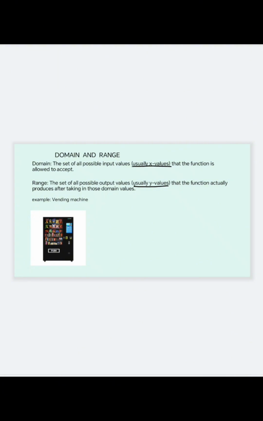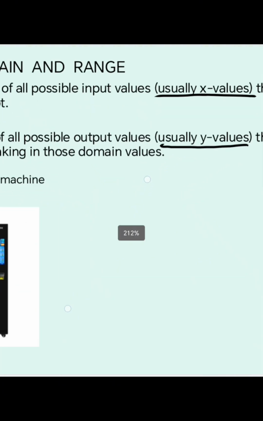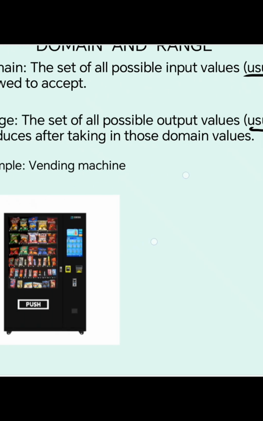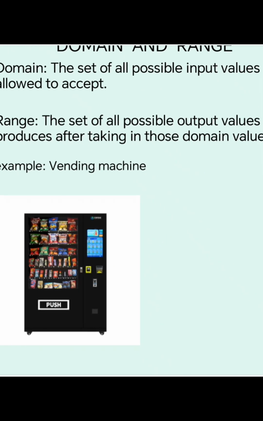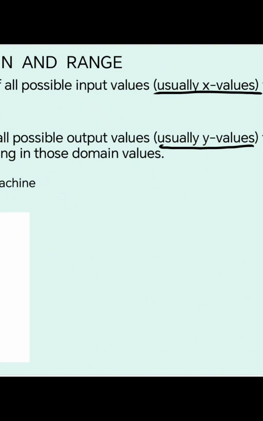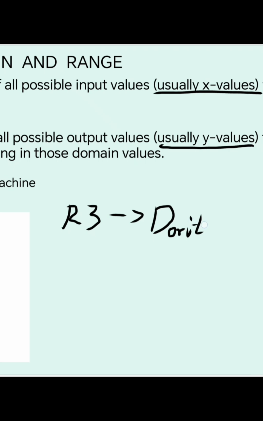Now imagine you have a vending machine. On the vending machine, let us say you have Doritos, and the price of the Doritos is 3 rands. When you insert 3 rands and press the code for where the Doritos are located, you will get Doritos.